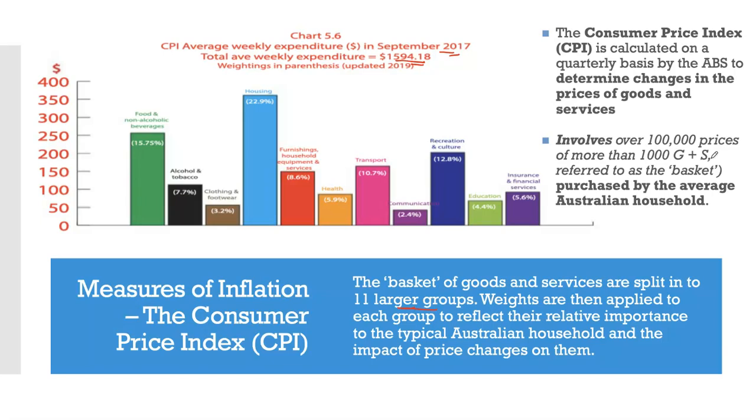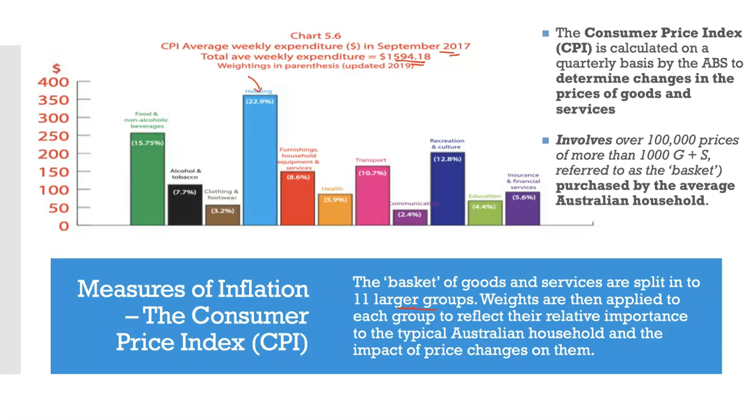So it's very complicated, but simplistically, they are recognizing that the biggest expenditure at the moment for a typical household is housing, so rent or paying back their loan if they own a house, and that's taking up 22.9% of their basket. It's roughly $350 per week.